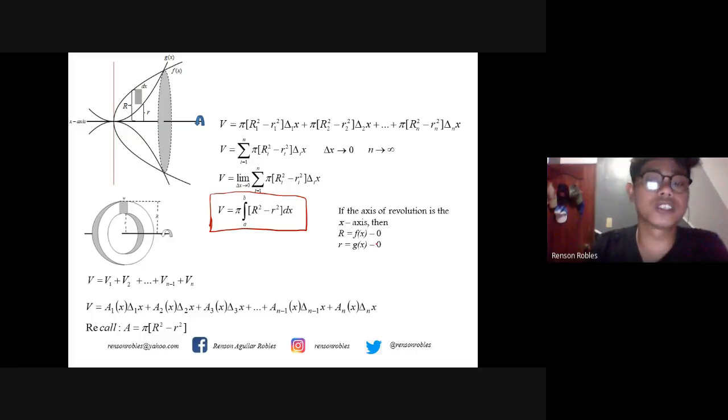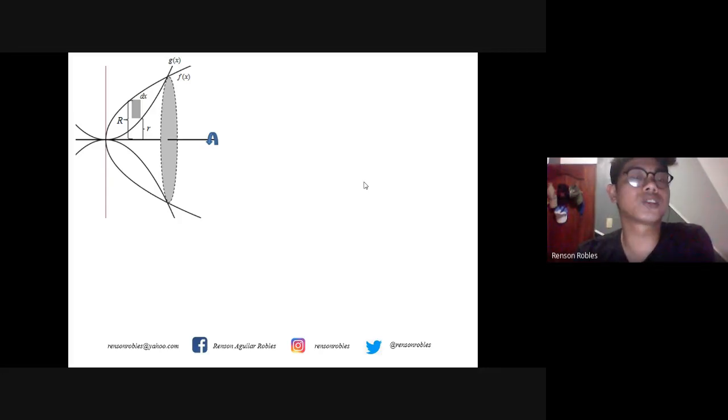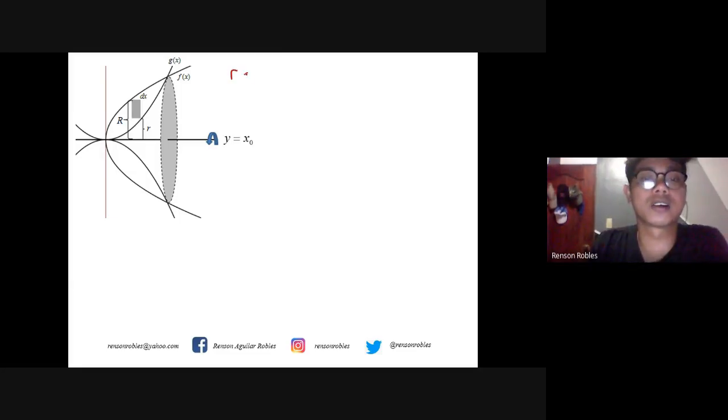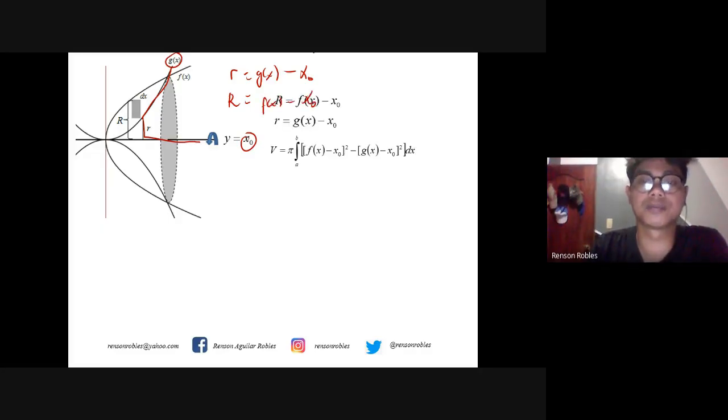If the axis of revolution is the x-axis, then it will look like this: integral of f of x squared minus g of x squared dx. But if not, the axis of revolution is no longer the x-axis, but any line y equals y naught. So how do you measure your small r? Small r is g of x minus y naught. What about your capital R? F of x minus y naught. So you have this volume.